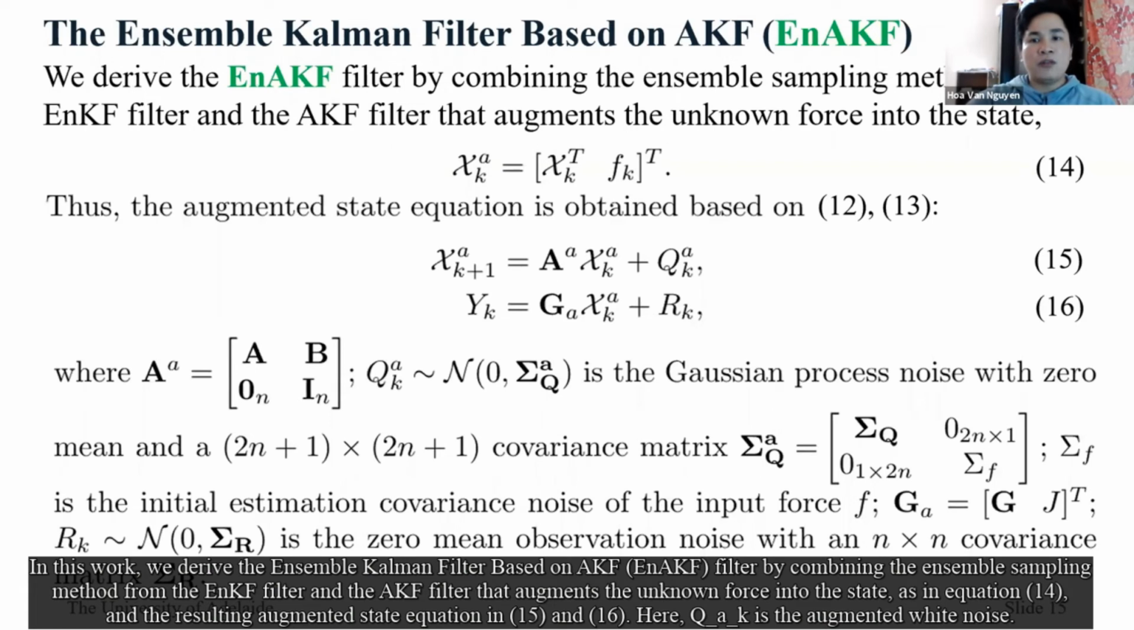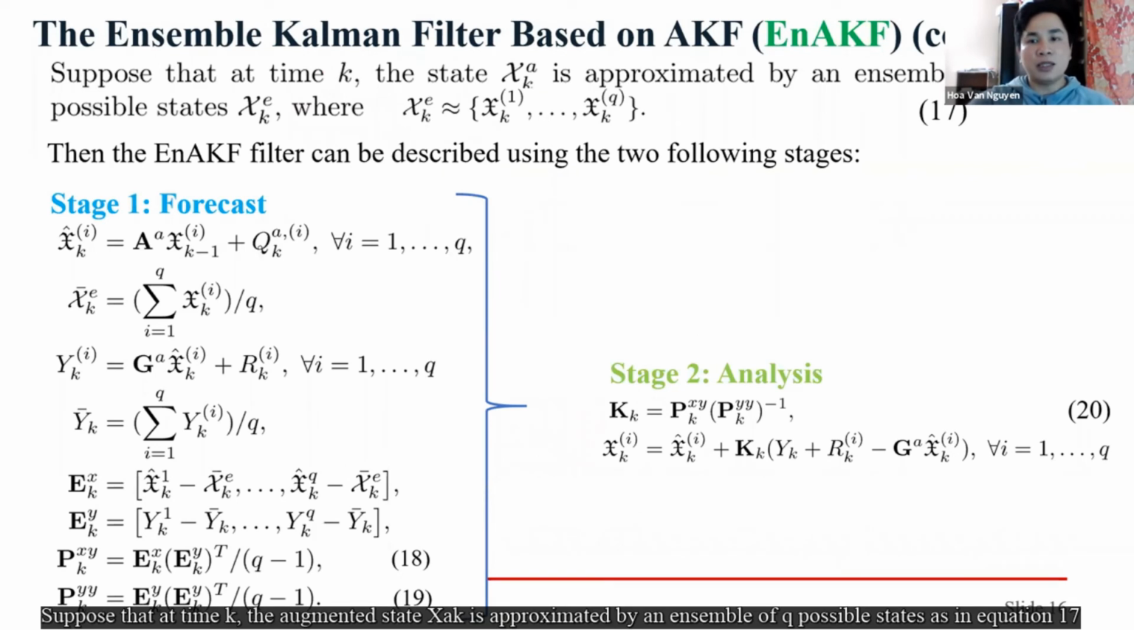In this work, we define the ensemble Kalman filter based on AKF by combining the ensemble sampling method from the EnKF filter and the AKF filter that augments the unknown force into the state in equation 14, and the resulting augmented state equations in 15 and 16. Here, QAK is the augmented white noise. Suppose that at time k, the augmented state is approximated by an ensemble of Q possible states in equation 17. Then the ENAKF filter can be described using the two following stages.